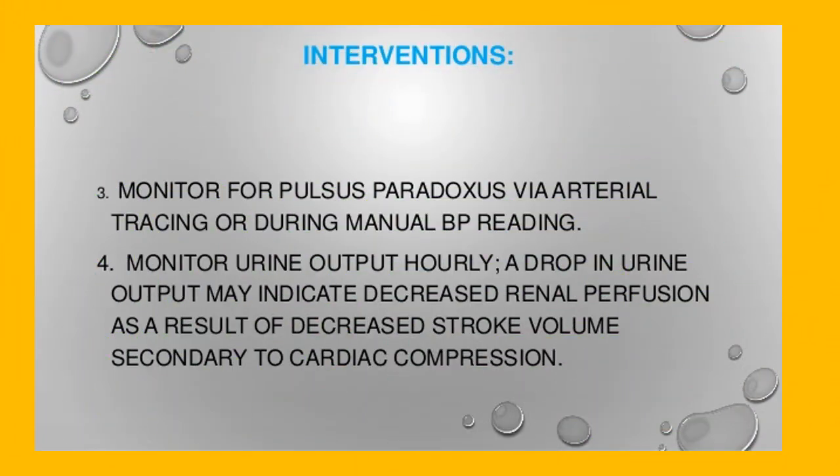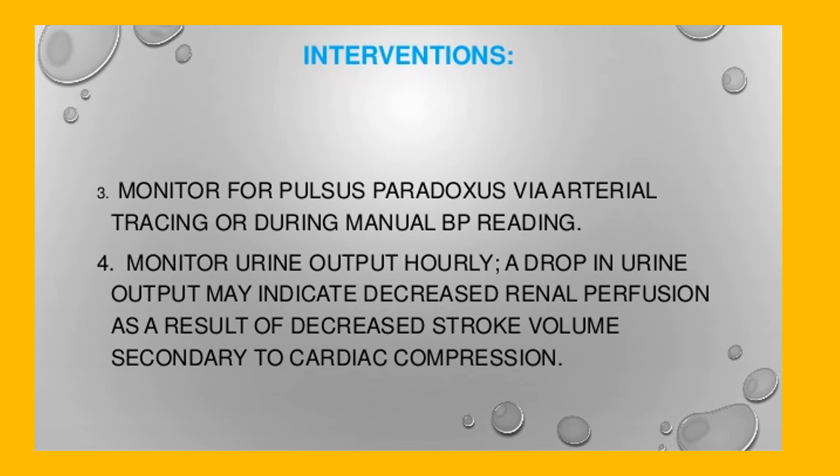And the interventions: monitor the pulsus paradoxus by arterial tracing, and arterial blood pressure monitoring should be done, and monitor urine output hourly. The patient should be catheterized and connected to the urometer, checked hourly. We have to strictly maintain the output chart.